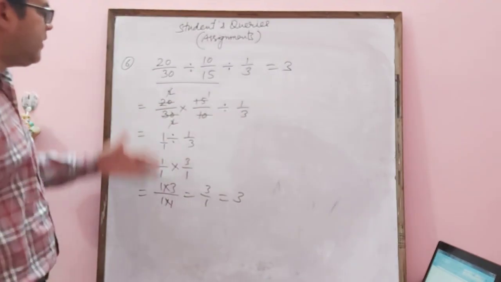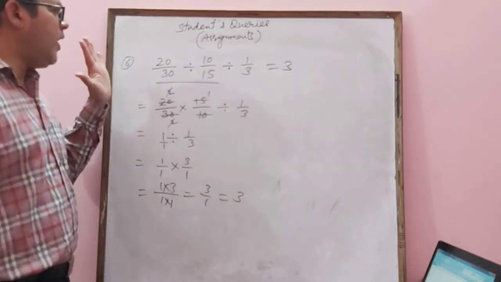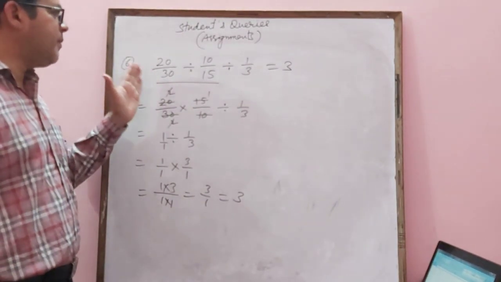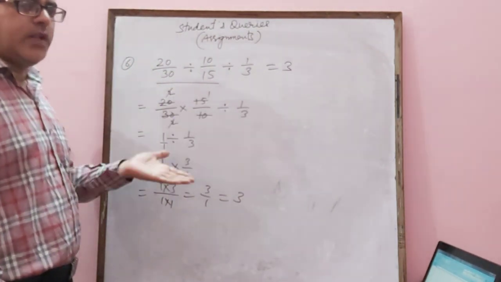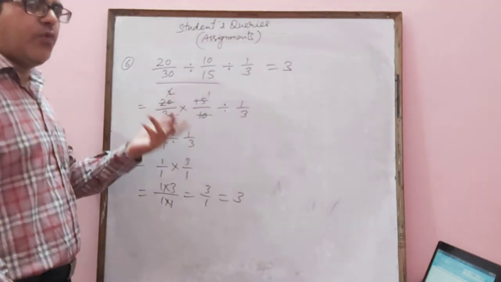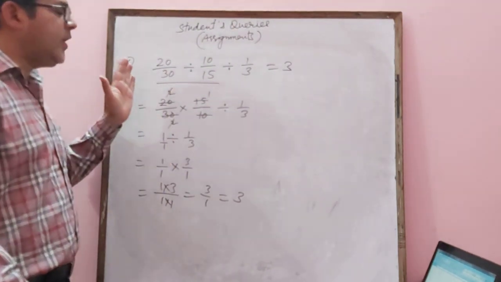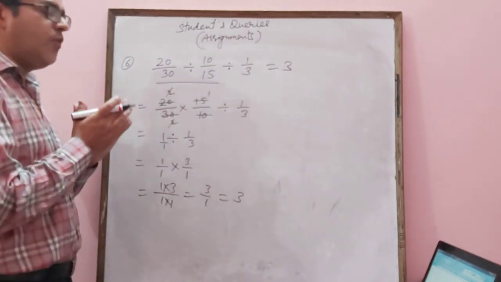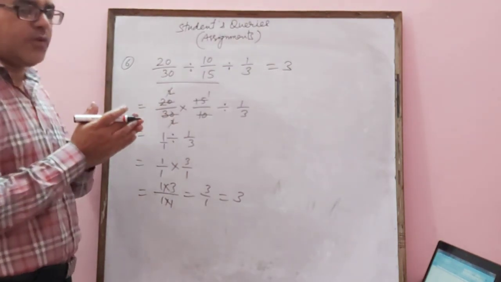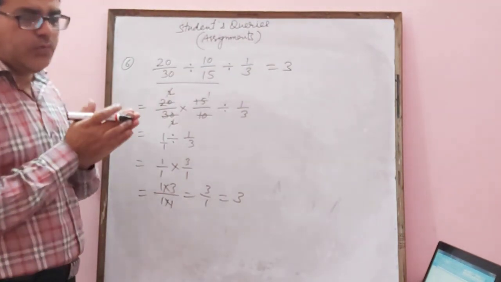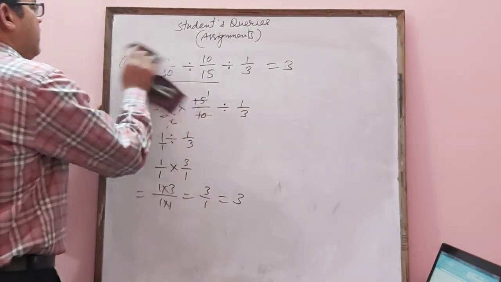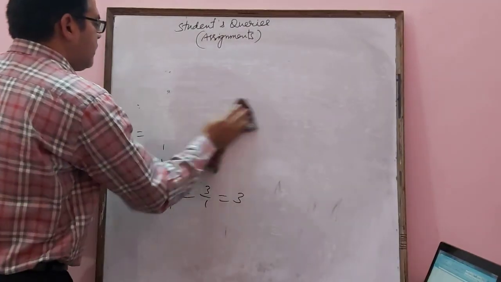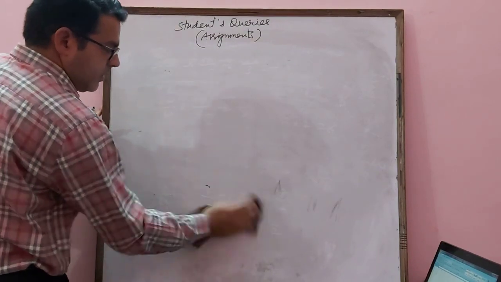Hope you understand. This is a very simple question. So if you find the same operator more than once, means twice, thrice, 4 times, even 5 times, you need to solve the first operator you find, that fraction first, and so on, right? So 3 is the answer for this one.